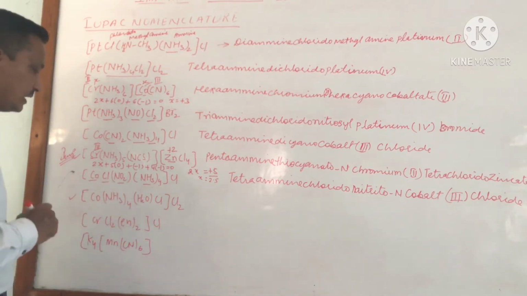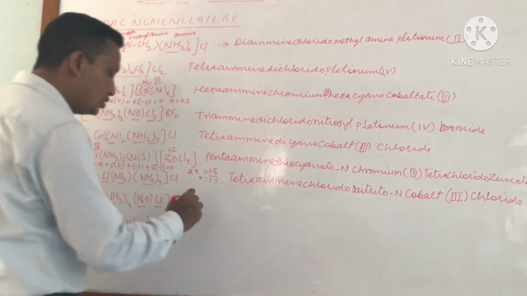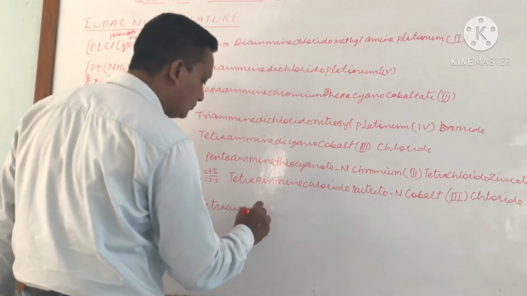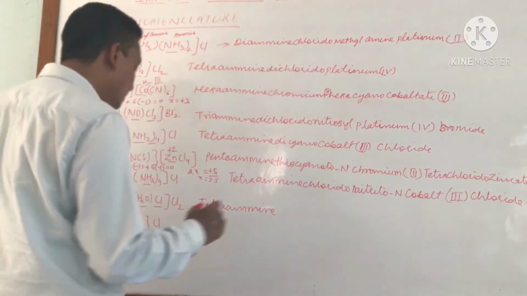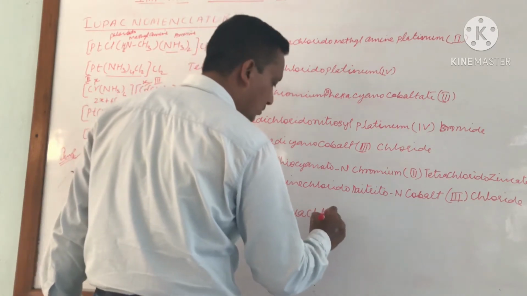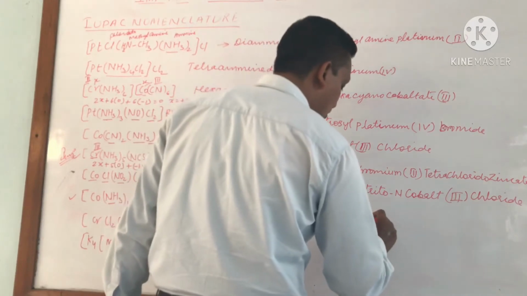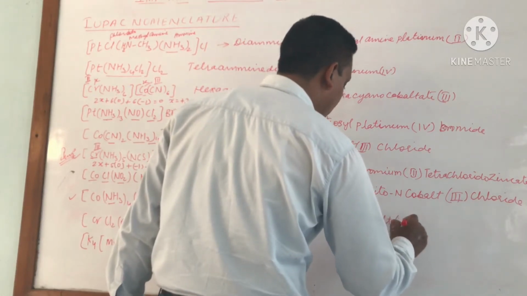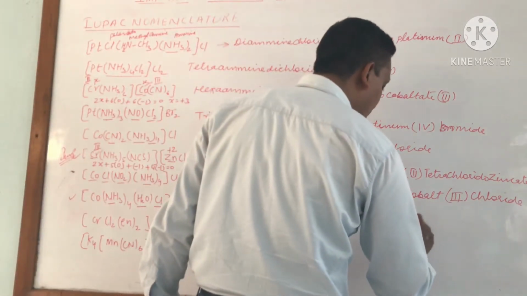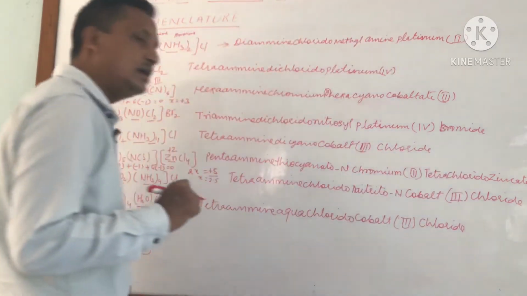[Co(NH3)4(H2O)Cl]Cl. So how can we write the name? First of all we take amine, then aqua, then chlorido. So it would be tetraamine, aqua, chlorido, cobalt, and the oxidation state of cobalt in this complex is 3. So three, then chloride. So easily we can write down the name.